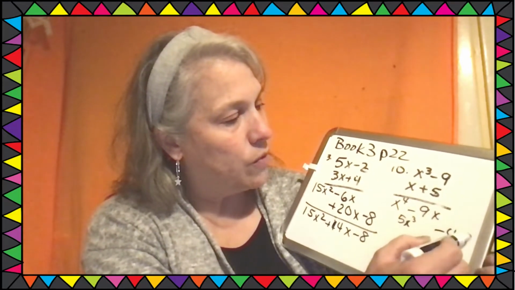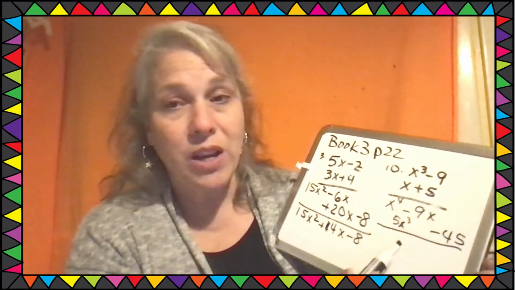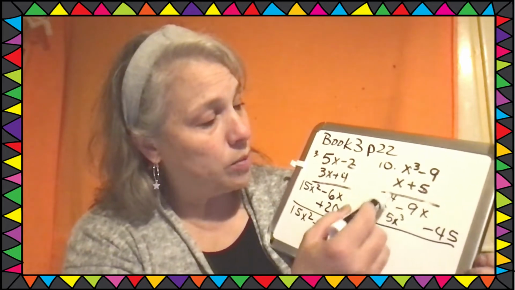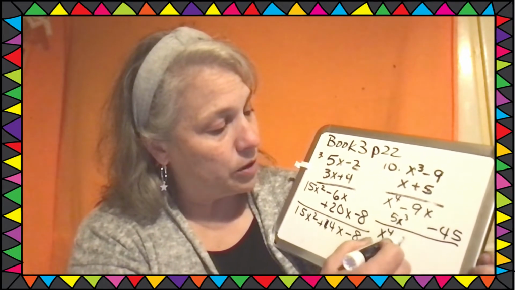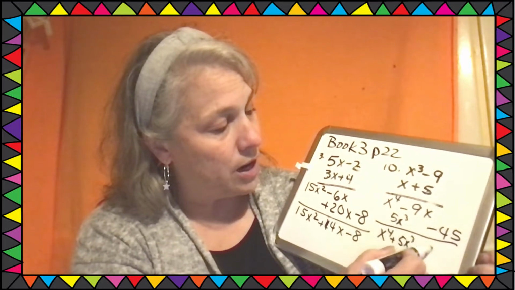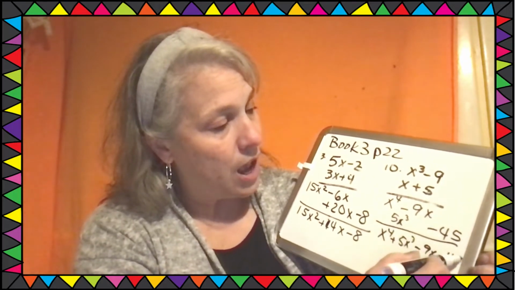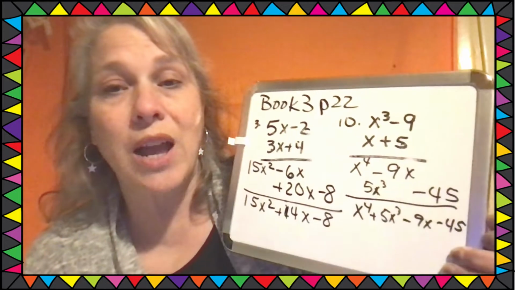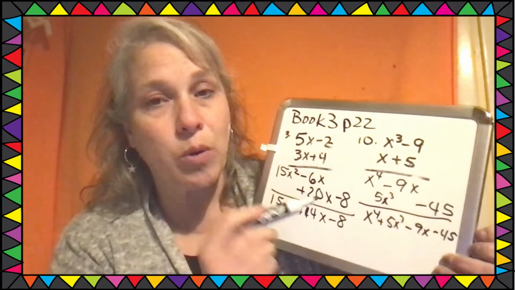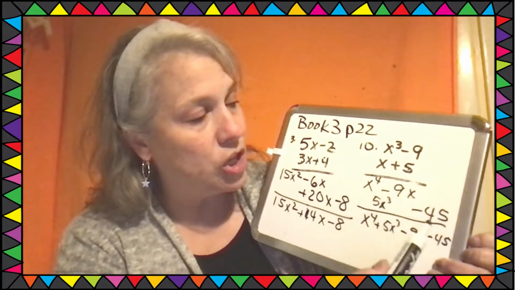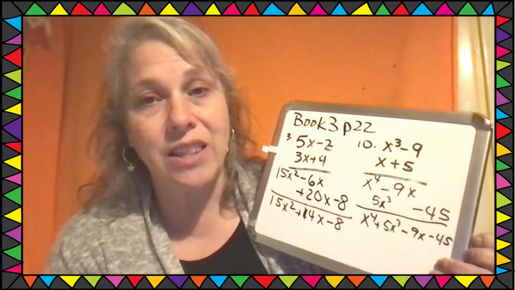Minus 45. I don't have any other whole numbers, so I'm just going to write down each term separately, and I can't combine any of them. I have to have like terms when I am adding. When I'm multiplying, I add the exponents, and when I am adding the terms, they have to be exactly the same. Okay, so that's it.